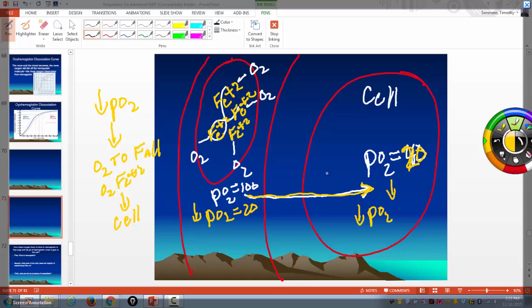The higher the PO2, the easier it is for oxygen to bind to the iron on hemoglobin. The lower the PO2, the easier it is for oxygen to fall off the iron and go into the cell. So again, where do you have low PO2? At the cell. Where do you have high PO2? At the pulmonary capillary and the alveoli. And that's exactly what you want.